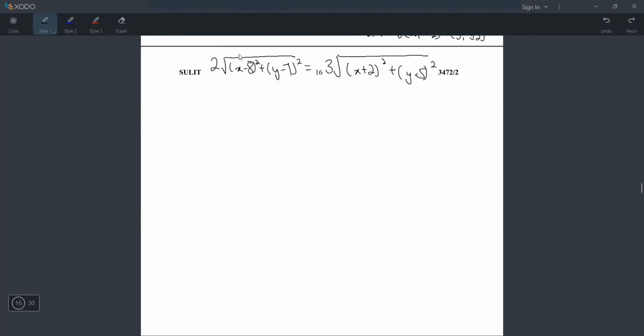But a lot of students just cut the square root like this, because they thought when you square both sides, the square root will hilang. Okay, don't do this, please, because if you do this, it's wrong. So what you actually do is you square both sides. So what you do is like this.